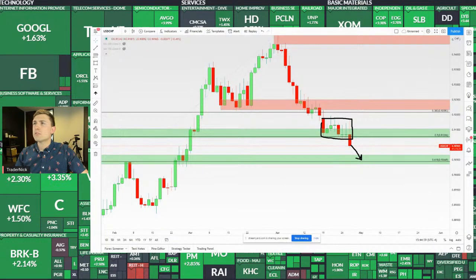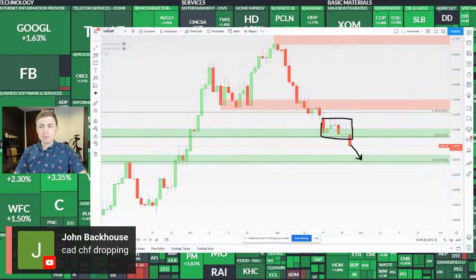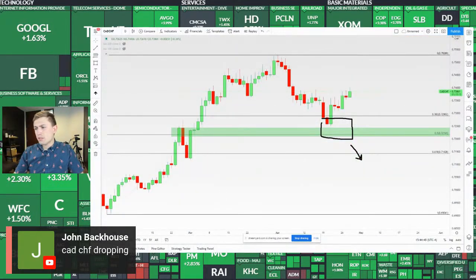So what was that? CAD Swiss dropping. Let's look at CAD Swiss. We looked at dollar Swiss. This one also moving, CAD Swiss franc. So this one's doing different stuff. You can see this one's actually rallying, because what we're talking about today is mostly US dollar impacting news.